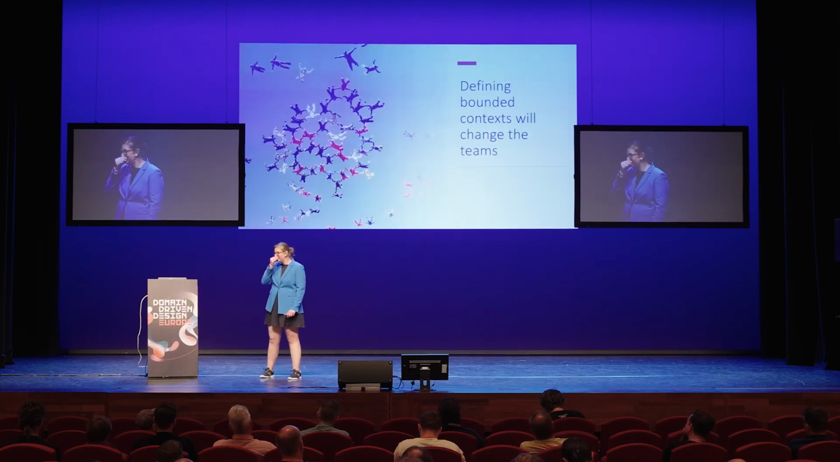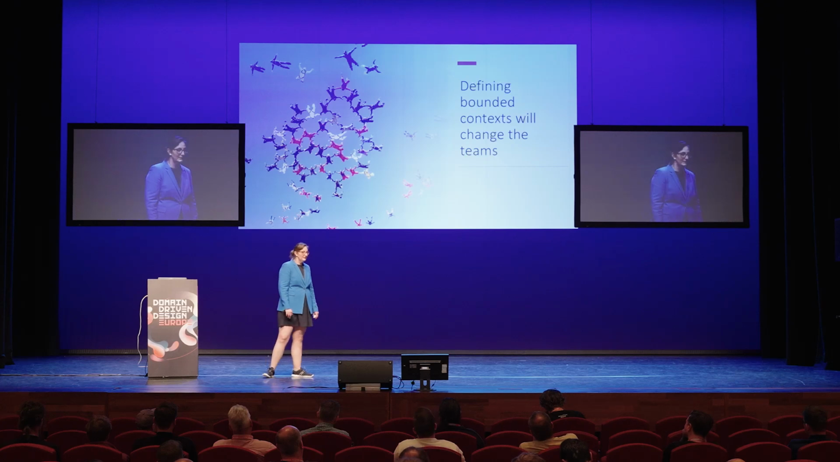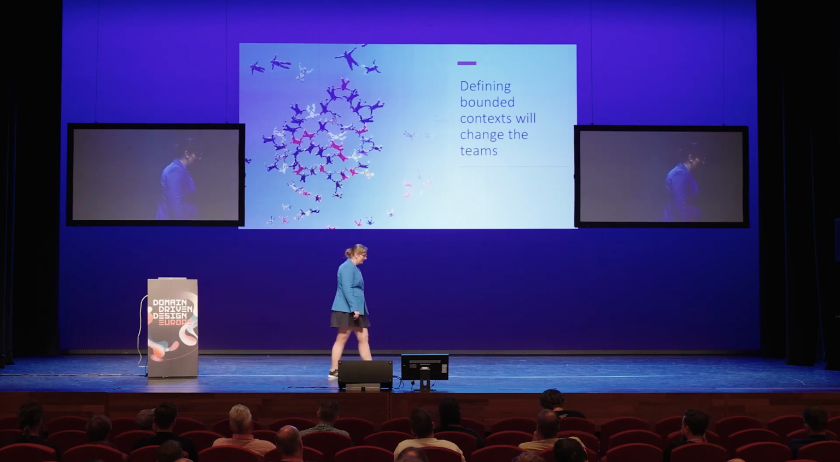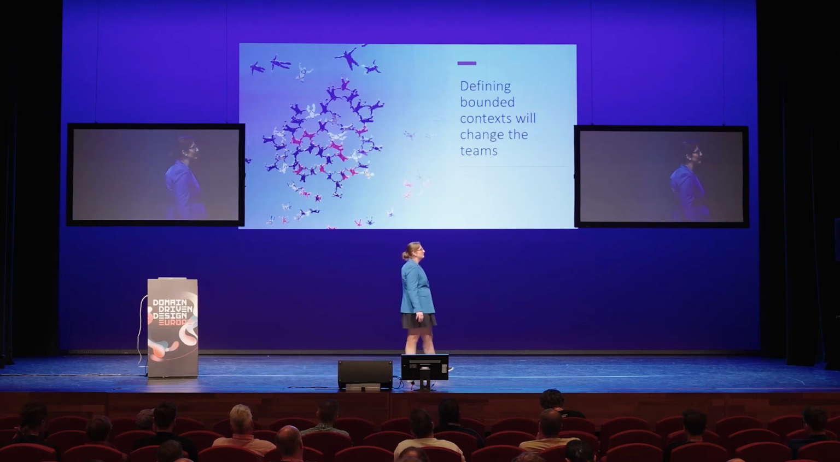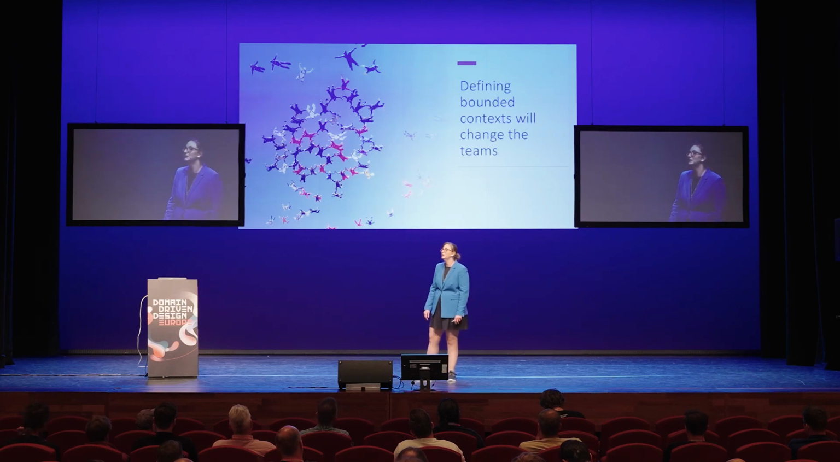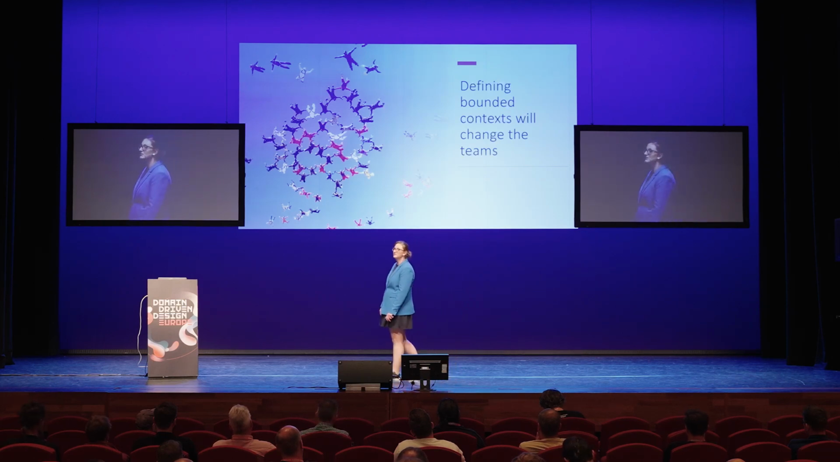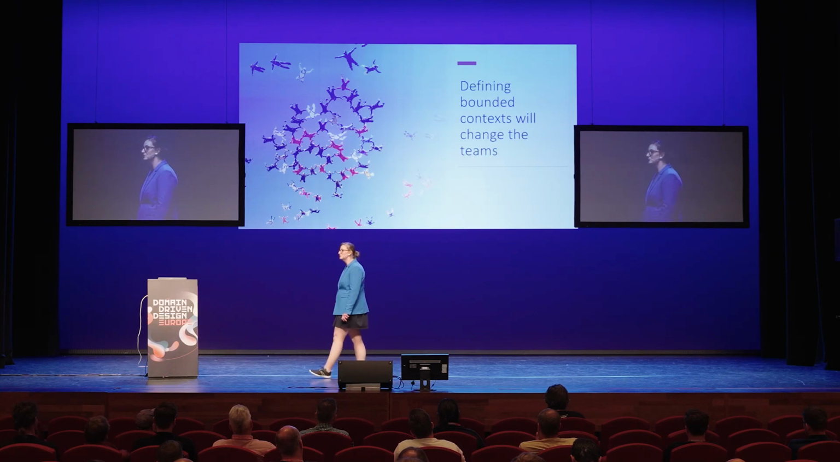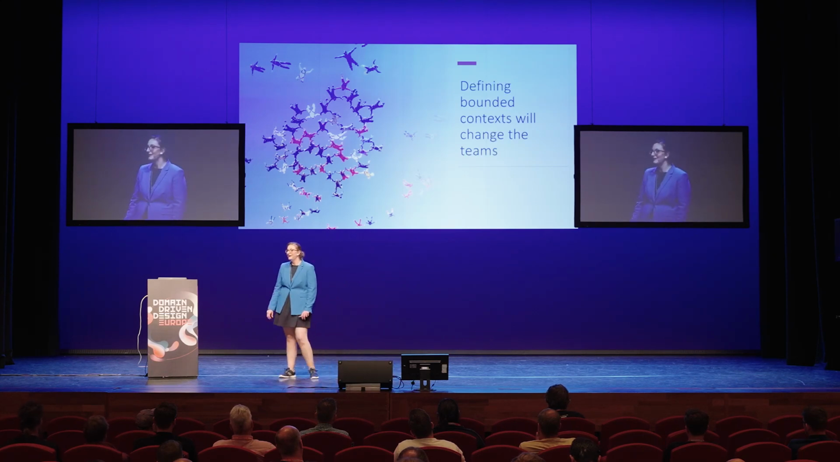All right, so DDD, because that's why we're here. And we try to find bounded contexts. We try to find good boundaries when we're designing our system. But that changes teams. That's a social consequence. And not everyone wants the teams to change. Like maybe they're very happy in their team and they don't want to disrupt that.